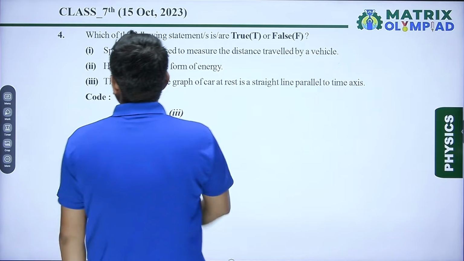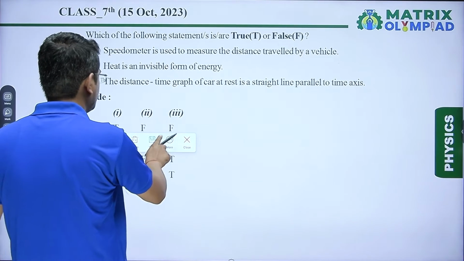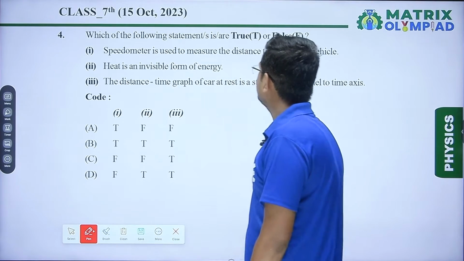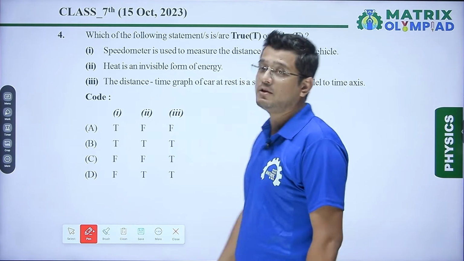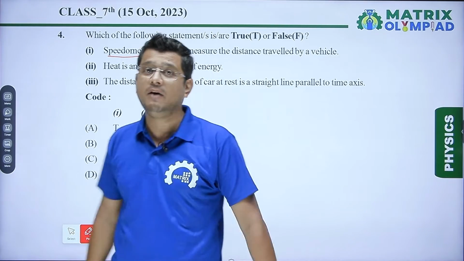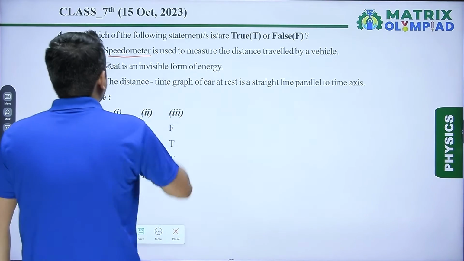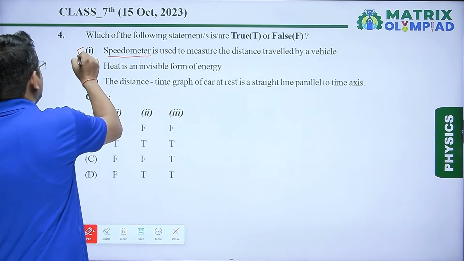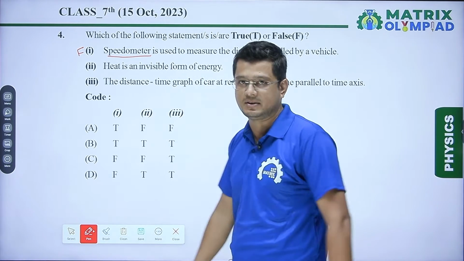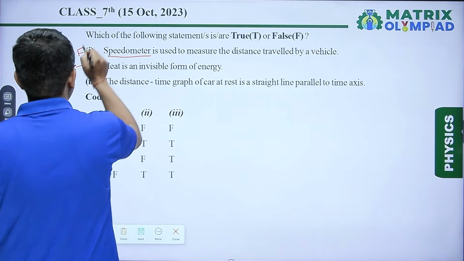Next question, question number 4. In question number 4, we have to check which statements are true or false. Speedometer is used to measure the distance traveled by a vehicle. No, it is a false statement, because a speedometer, as the name suggests, is a device which is used to measure speed. So we will say it is a false statement. Heat is an invisible form of energy. Yes, heat is an invisible form of energy. So this statement is absolutely true.